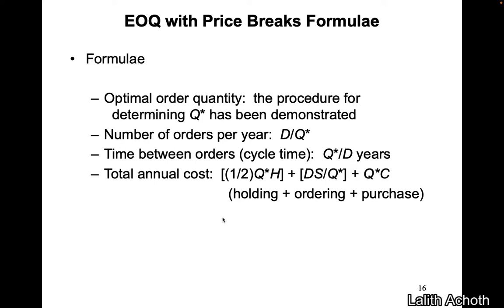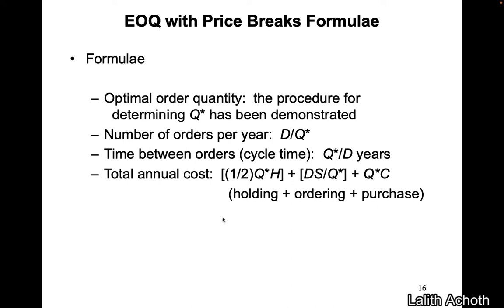So the optimum ordering quantity, the procedure for determining Q star, has already been demonstrated. The number of orders will be D divided by Q star. How many times are you going to order? You'll make 5 orders, 6 orders, 7 orders, and so on. You can also get the cycle time between orders as Q star by D in years, so you will know how long the inventory lasts.